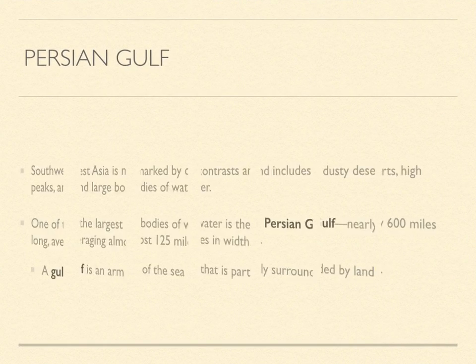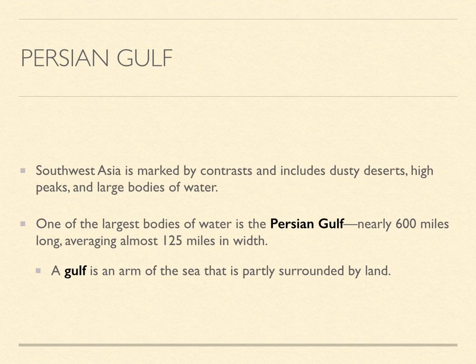Physical features. Persian Gulf. The Southwest Asian continent is marked by contrasts, includes everything from dusty deserts to high peaks and large bodies of water. The largest body of water in the region is the Persian Gulf. It's nearly 600 miles long and it averages about 125 miles in width. Remember that a gulf is an arm of the sea that's partly surrounded by land.